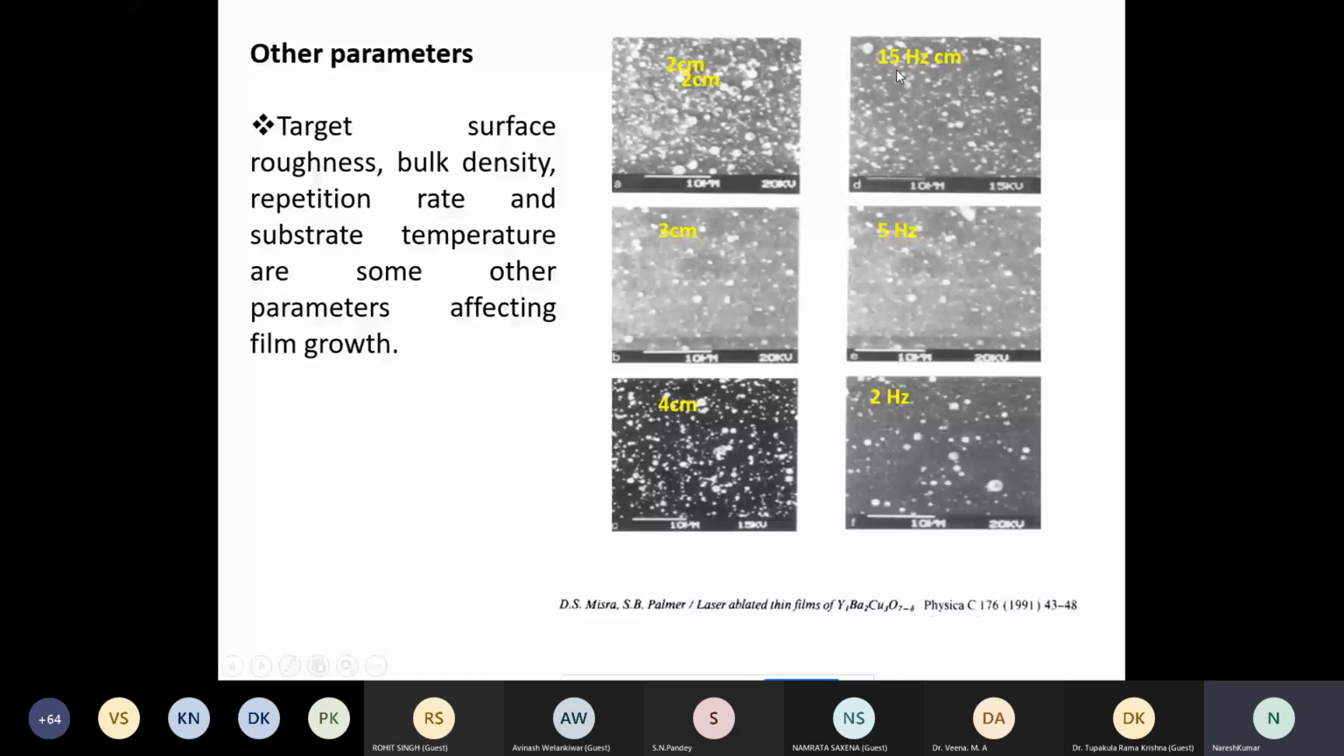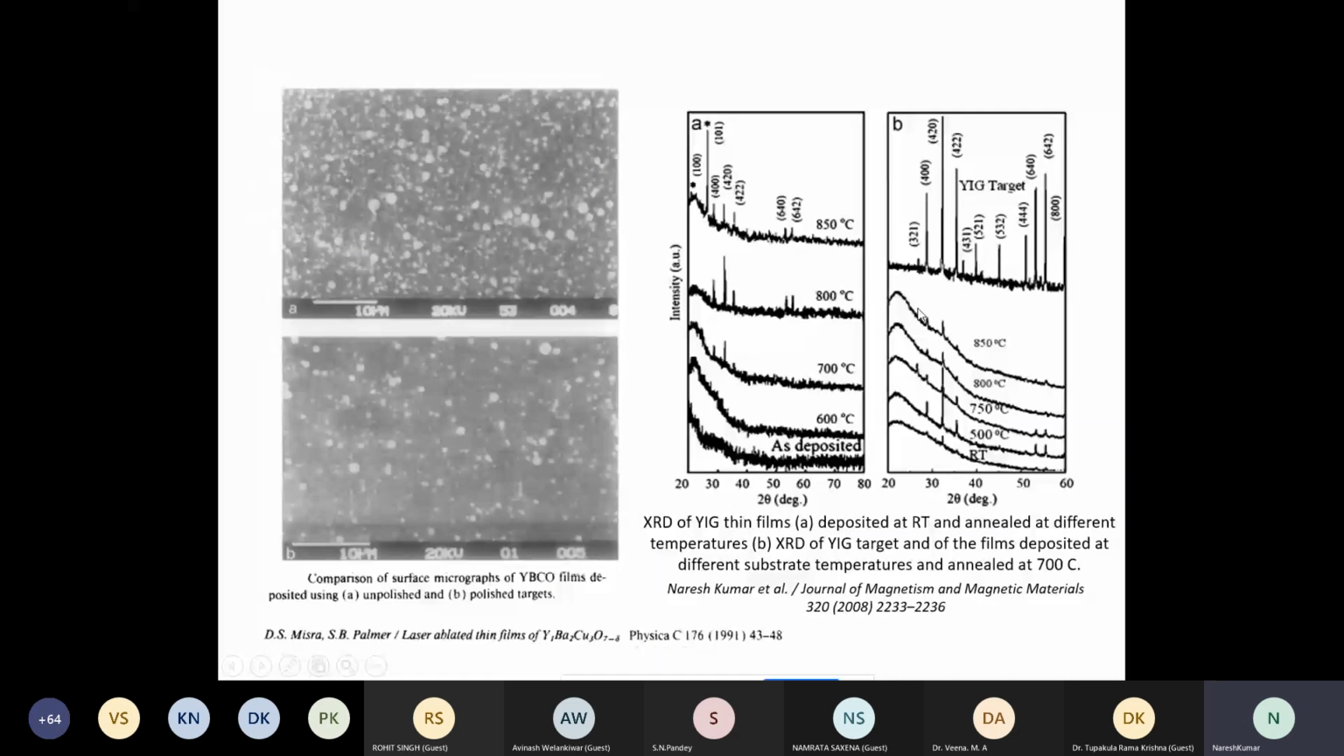And here it is a temperature. So sorry, this is the quality of the film. This is an unpolished target. Unpolished means you synthesize the target by some method, let's say the solid state reaction route. You sinter at very high temperature, and the unpolished target is used for the deposition of thin films. In that case, my quality of film may not be good. But if you polish it, yes, surface quality is improved a bit or up to a very good extent.